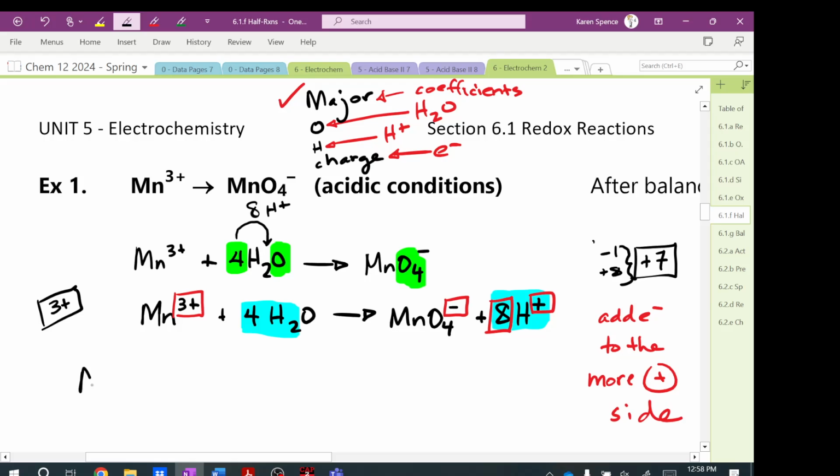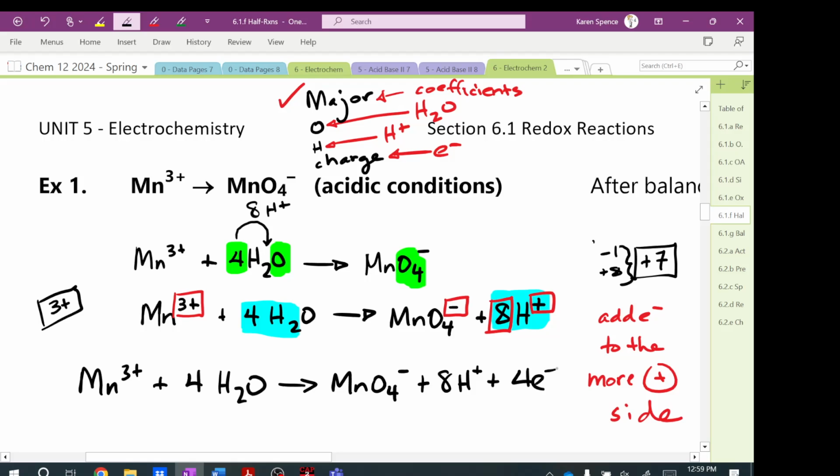4. So how many electrons do we need to add to make those equal? 4. Okay, so we're going to write our whole thing now: Mn3+ plus 4 H2O goes to MnO4- plus 8 H+ plus 4 electrons. Okay?